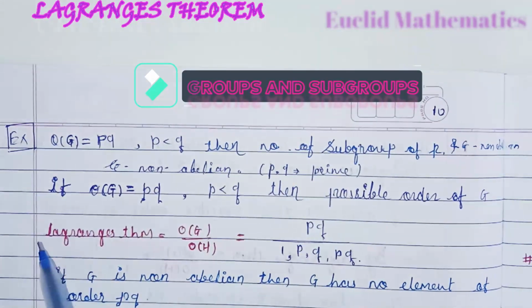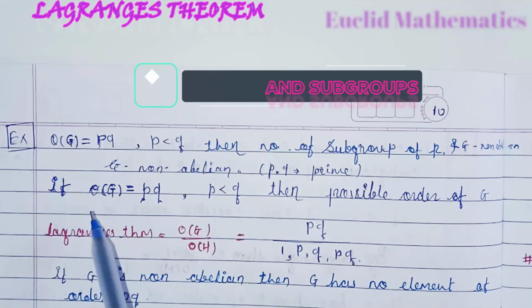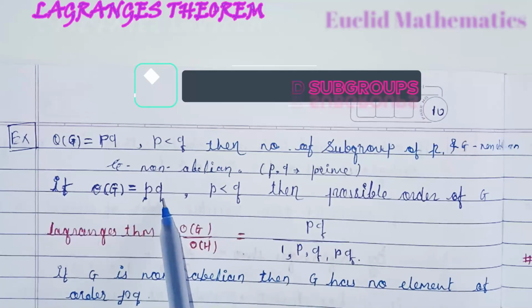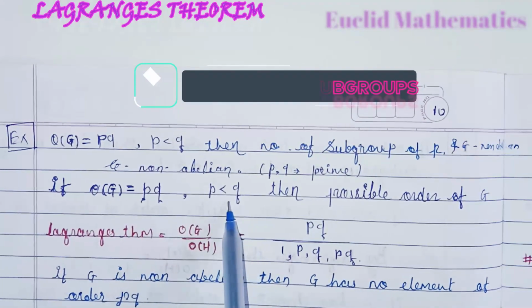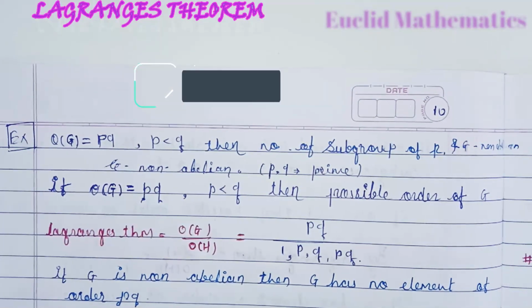So let's get started with the solution of the example. We have the order of the group as P multiplied by Q, with P smaller than Q. First of all, we have to find the possible orders of elements. Subgroups of a given order are easier to find, but first we need to know the orders of elements, and then we will move further to subgroups.